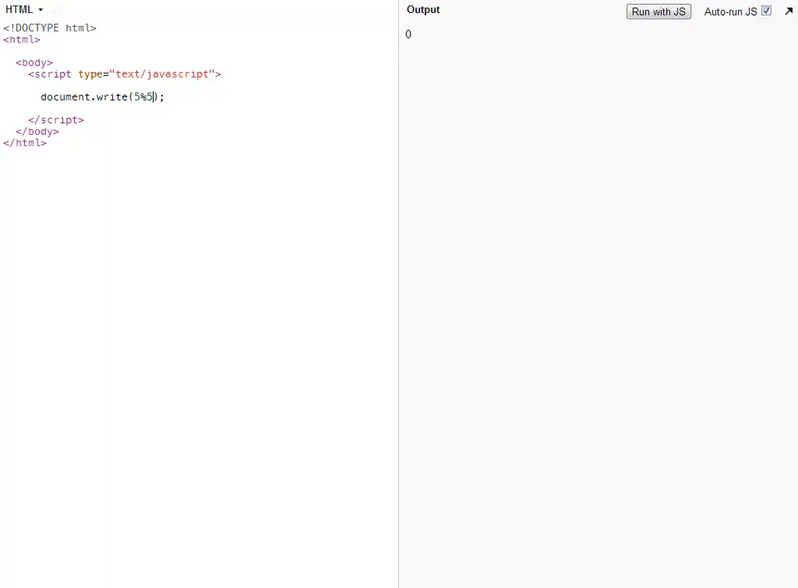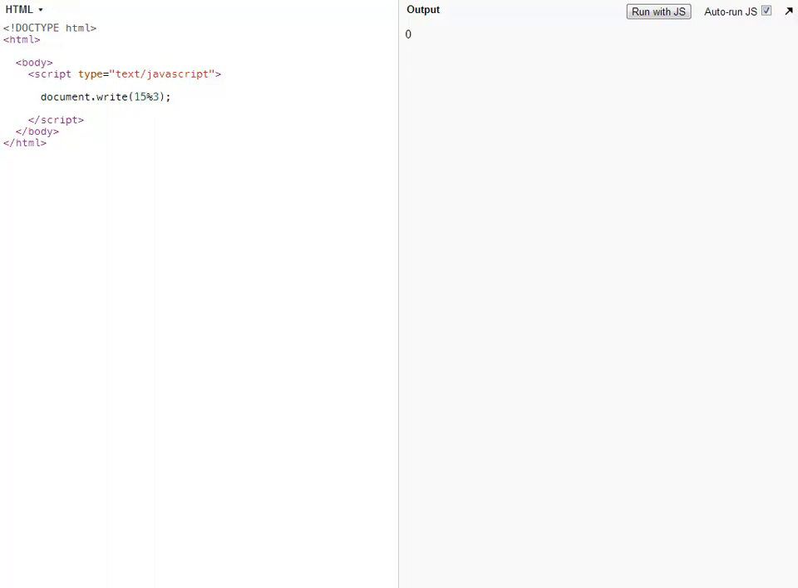What about if I do 5 modulus of 3? Then I get a remainder of 2, because 3 goes into 5 once, remainder 2. Or if I do 15 modulus of 3, I will get 0. 3, 6, 9, 12, 15. So there's no remainder there.